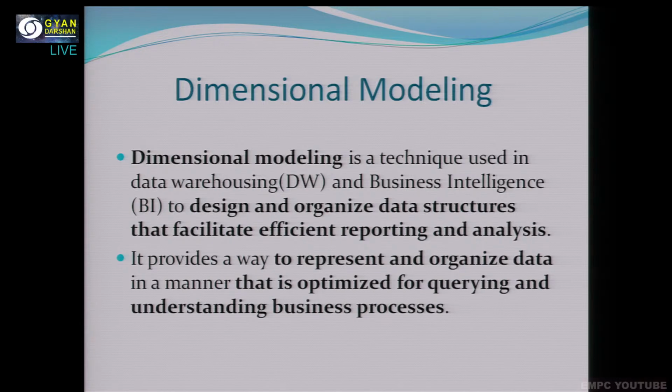It provides a way to represent and organize data in a manner that is optimized for querying and understanding business processes. This is the basic technique where dimensional modeling comes into the picture. Data warehousing consists of a huge repository of data, so querying against that data is a huge task. Until and unless you have a good modeling technique, you can't do efficient or optimized querying and derive the results in the form of reports.